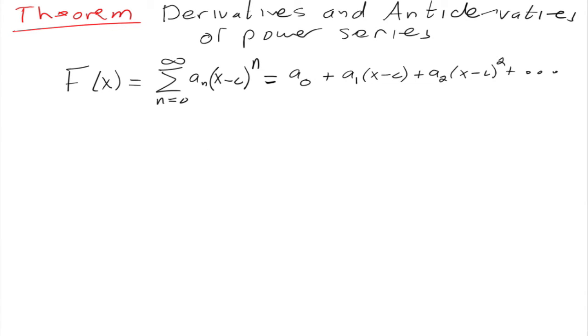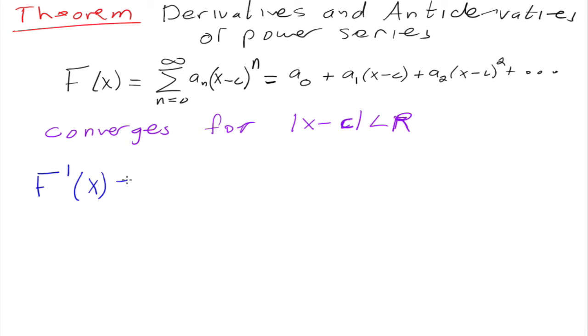Okay, suppose it converges for x minus c less than r. So r is the radius of convergence. Then what we can do is get the derivative and the antiderivative of the power series term by term. We won't prove it, you'll just have to believe in magic.